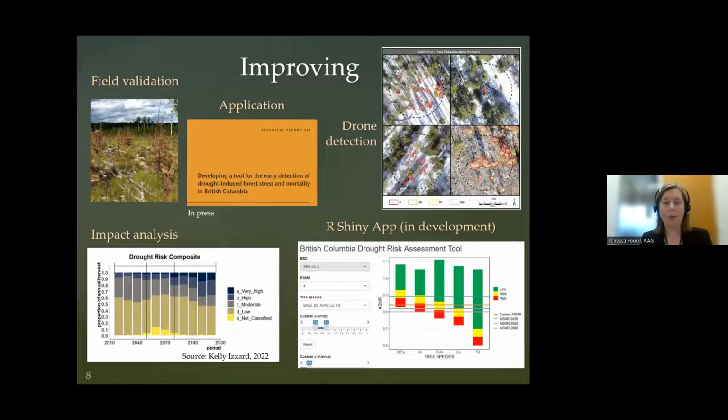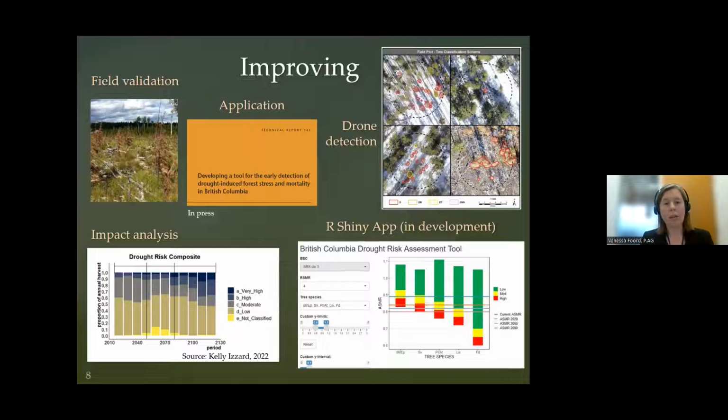And so while we were waiting for that uptake to occur, we really focused on making sure we developed publications that talked about the application. We also in the background worked on our field validation to make sure that our tool was representing things appropriately and making adjustments as necessary. We looked at other methods that might be easier for folks to understand, like using drone detection for drought stress. We also took that Excel tool and put it in an R Shiny app, which hopefully we'll be able to publish online later this year.